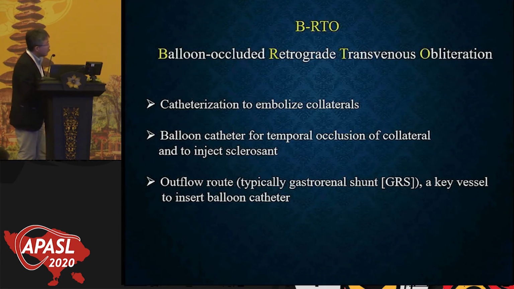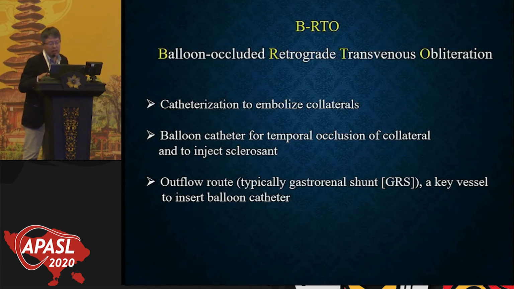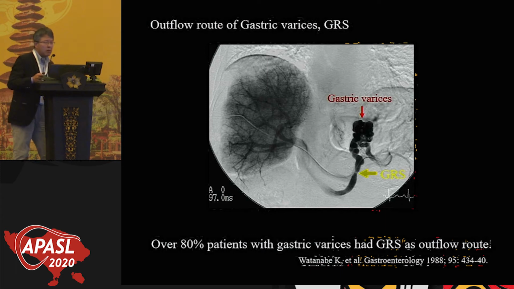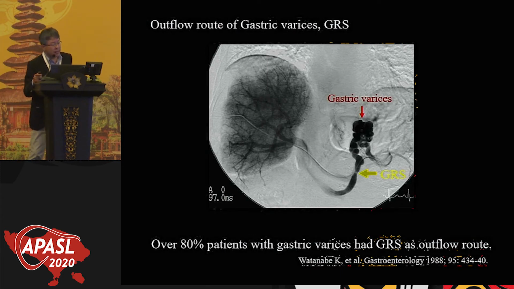It is catheterization using sclerosant. We use a balloon catheter for temporal occlusion of the collateral and to inject sclerosant. The outflow route, typically a gastrorenal shunt, is a key vessel to insert the balloon catheter. Here is an angiographic image of a patient with gastric varices. You can see gastric varices and gastrorenal shunt as outflow route. You know, more than 80% of the patients with gastric varices have gastrorenal shunt as outflow route.